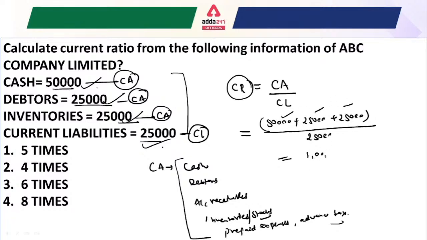This will be 1 lakh divided by 25,000. So your value would be 4 is to 1. Either say 4 is to 1 or you can also say that it is 4 times. I hope it is understandable for everyone.